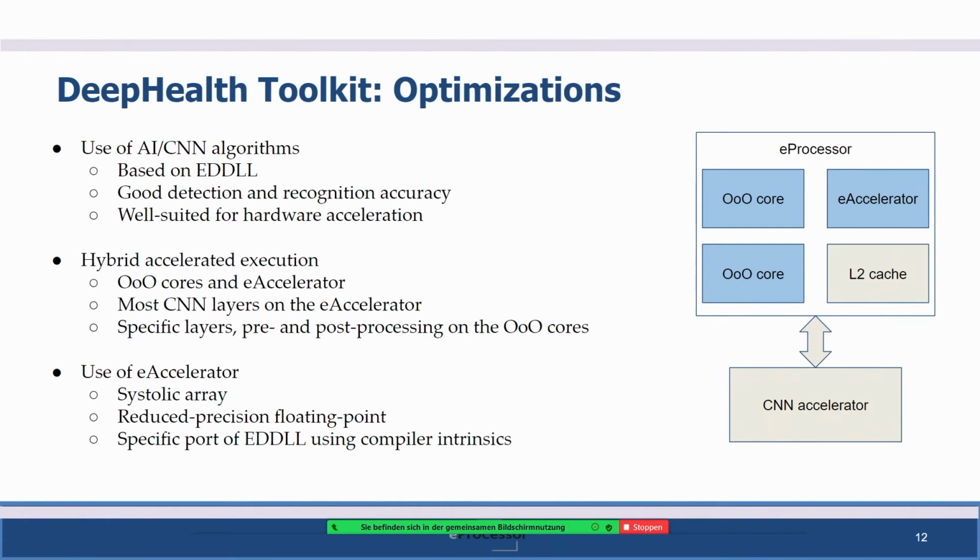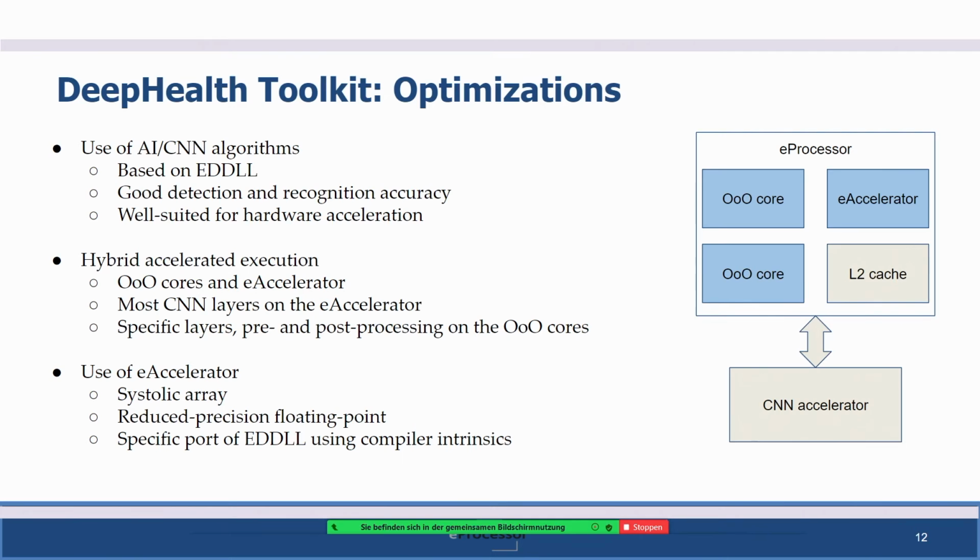As in the previous cases, the DeepHealth Toolkit uses AI and CNN algorithms. In this case, it's based on EDDLL, not the typical TensorFlow, Keras, etc. frameworks. This is done from scratch. As other frameworks, it provides good accuracy and it's well suited for hardware accelerators.